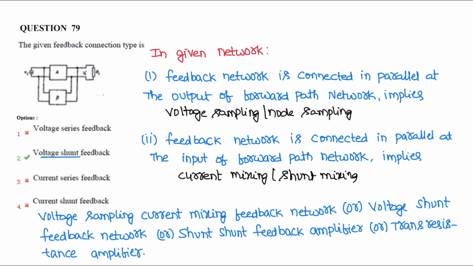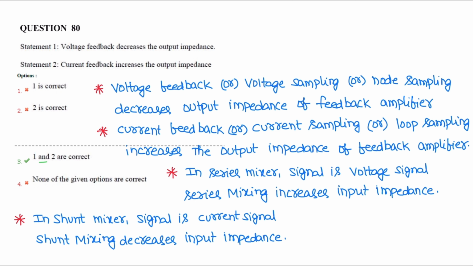Question number 80. Voltage feedback decreases the output impedance, that is statement 1. So voltage feedback or voltage sampling or node sampling decreases the output impedance of feedback amplifier. Current feedback or current sampling or loop sampling increases the output impedance of feedback amplifier. Therefore statement 1, statement 2 both are correct. Correct option is option 3.